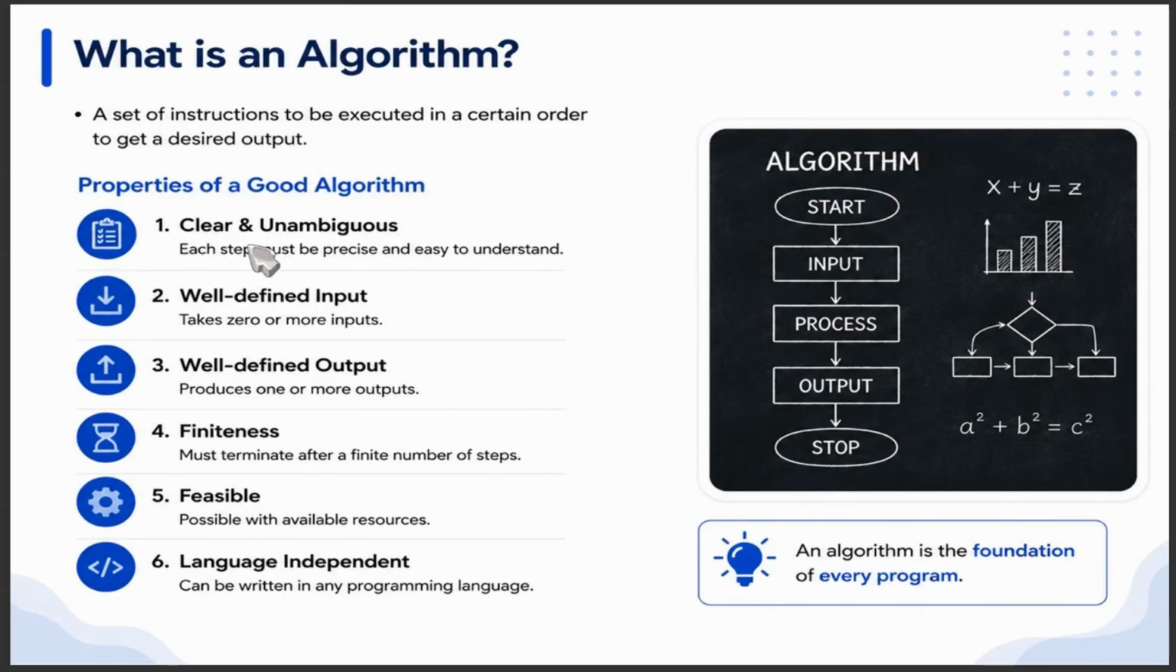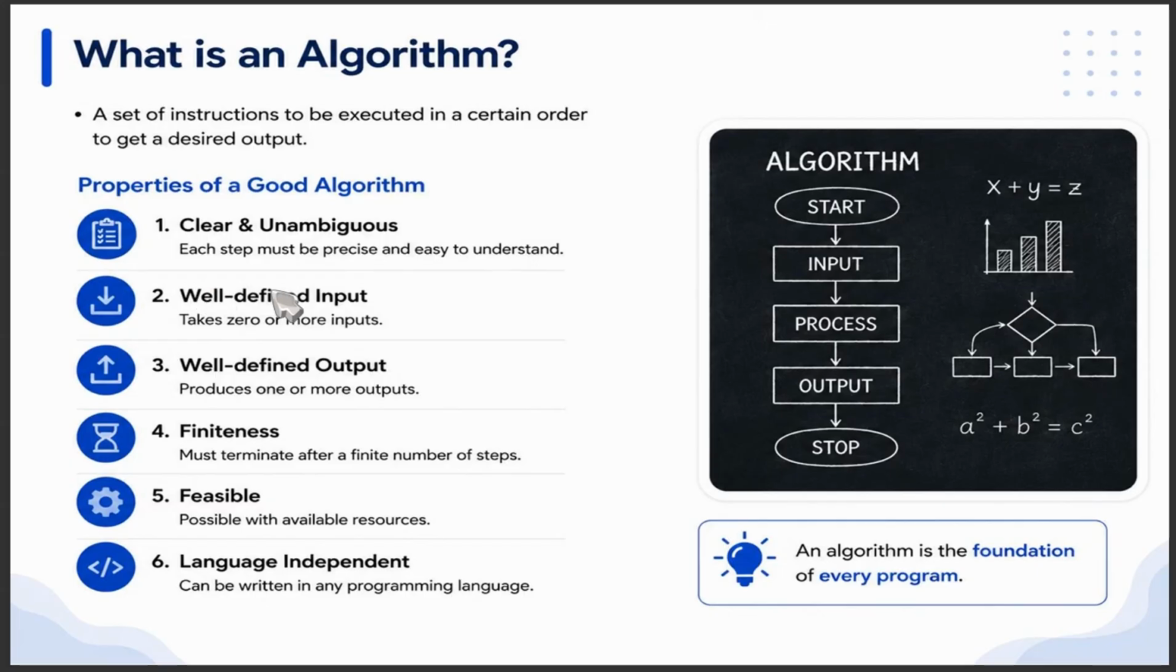First property is clear and unambiguous. Each step must be precise and easy to understand. For example, add a little salt is ambiguous. How much is a little? Instead, add 2 grams of salt is clear. In programming, you should never leave room for interpretation.